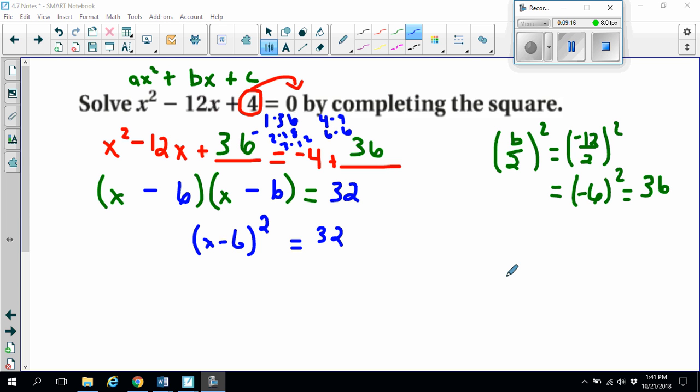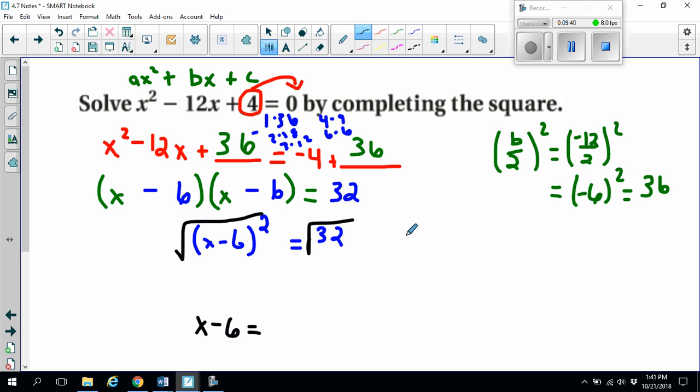So now what we're going to do is take the square root on both sides. So notice here we have a squared. Well, to undo a square, we need to take the square root. So I'm going to take the square root on both sides. Now this allows the square root and the square to cancel each other out. So I'm left with x minus 6 equals, and now since I have the square root of 32, we need to simplify that.